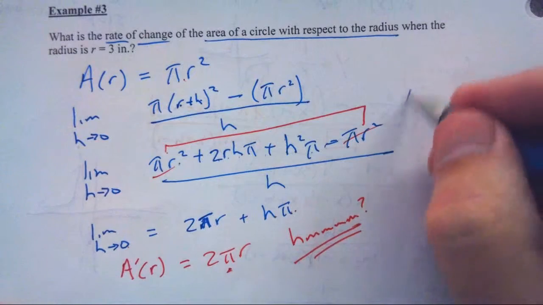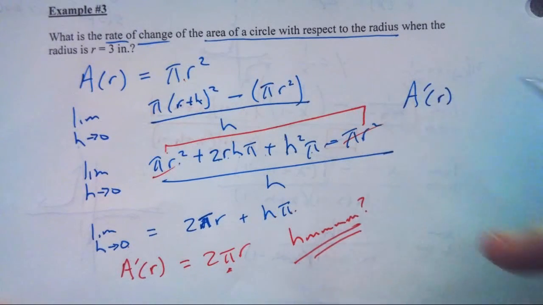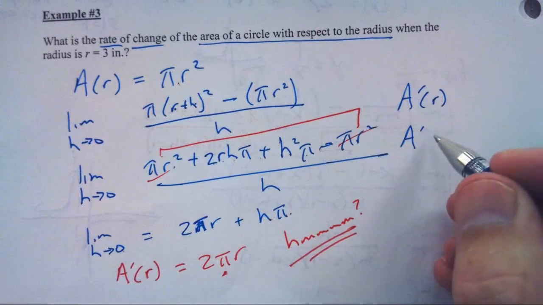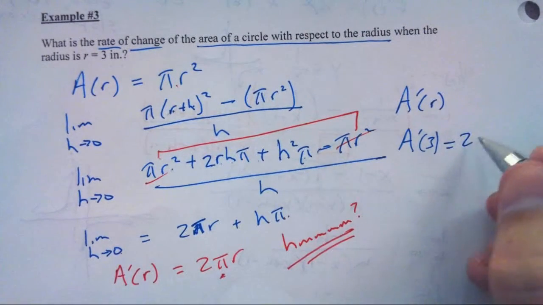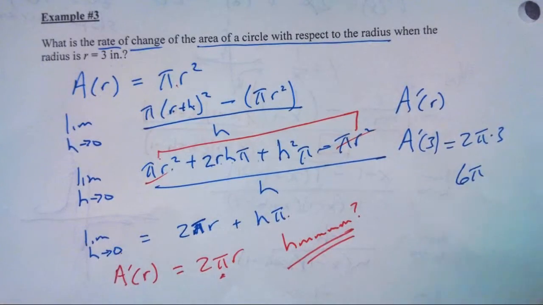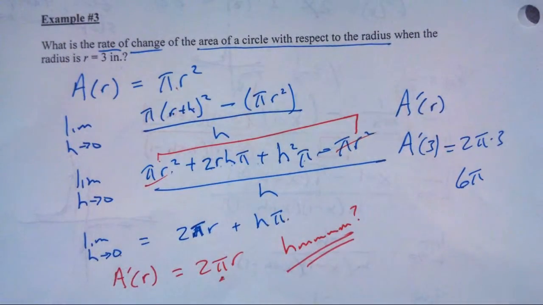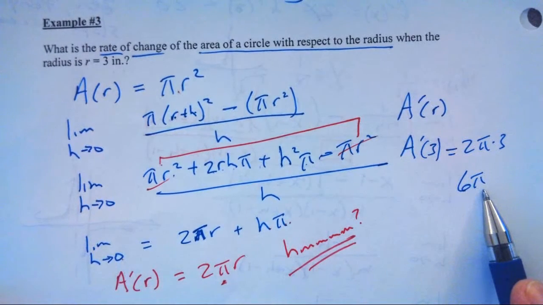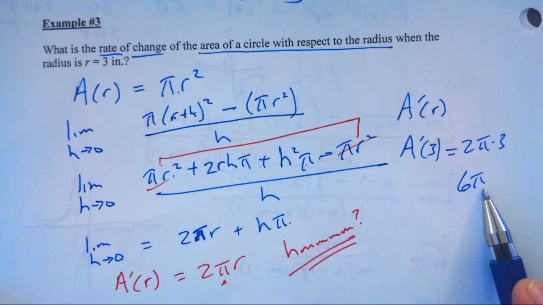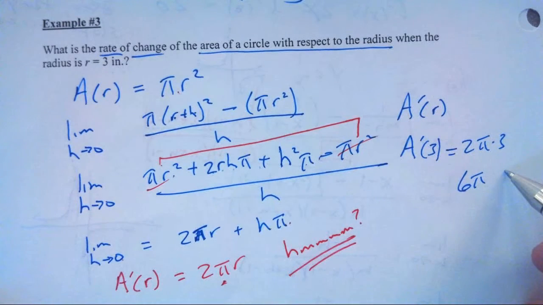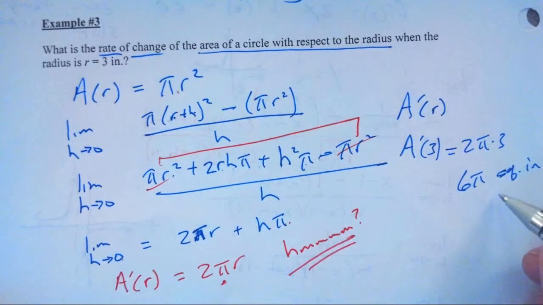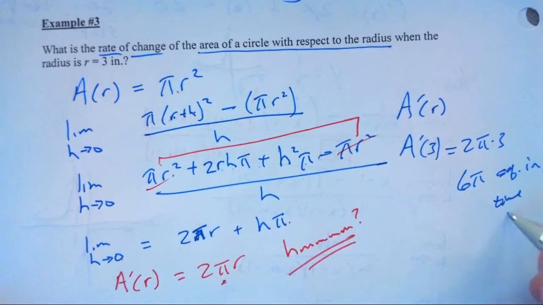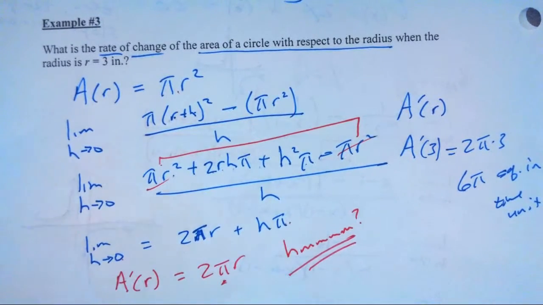Okay, anyway, we are supposed to find the slope when r is 3. So that is 2 pi times 3, or 6 pi. Now, that's how fast area is changing. If we're talking about 3 inches, the area is changing 6 pi, just inches? Do we measure area in inches? Square inches, and that would be per time unit. They never specified. Square inches per time unit.